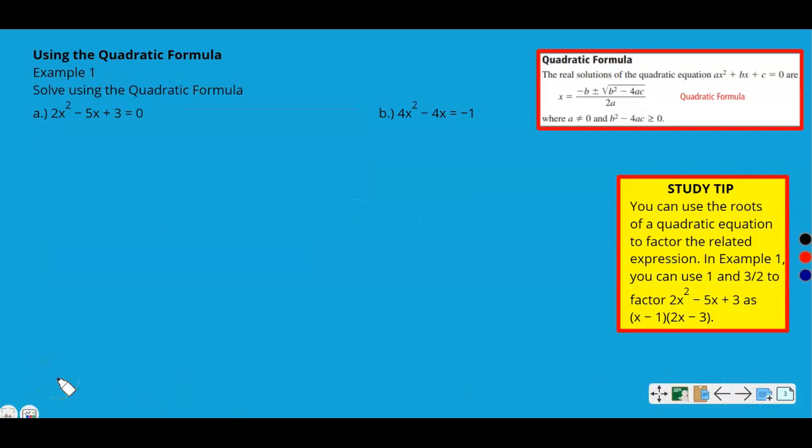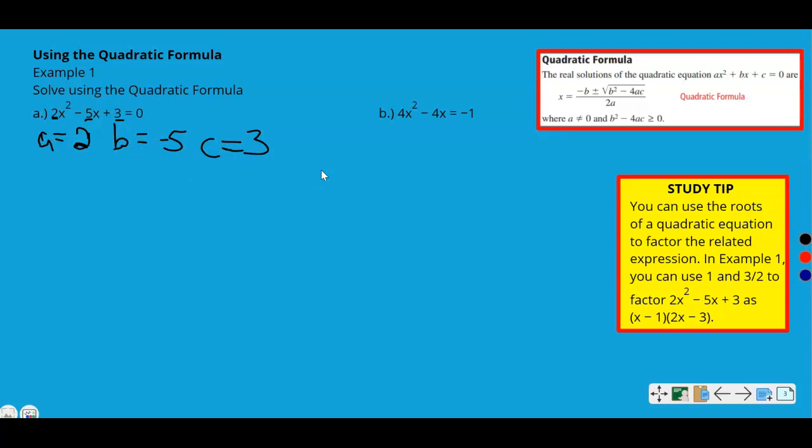Example 1, using the quadratic formula. All right, so we have 2x squared minus 5x plus 3 equals 0. So the first thing we need to do is identify our a is 2, b is negative 5, and c is 3. All right, so you always want to identify your a, b, and c. And this comes from your quadratic term. See, your 2 is your quadratic term, b is your linear term, and c is your constant. It's very important that it's in standard form because, again, quadratic term, linear term, constant term, when it's in standard form, those are very easy. They're going to be right in order.